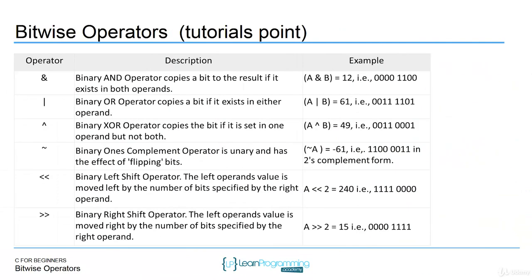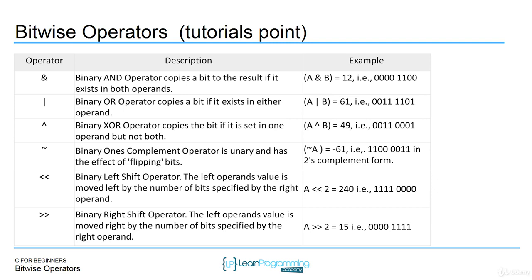Okay, so the bitwise operators are summarized here. And again, another nice table I got online, but they look similar to logical operators, but again, don't confuse them. The ampersand by itself is a binary AND operator. What this is doing is copying a bit to the result if it exists in both operands. So if both of them are true, then it's going to copy a bit.